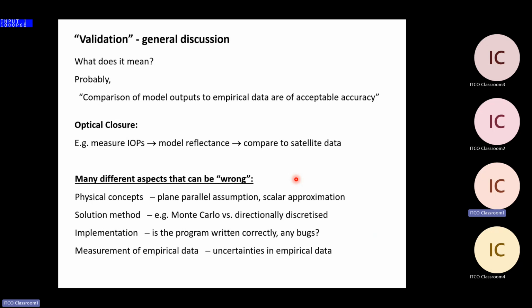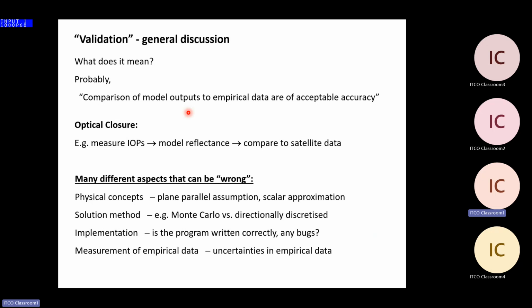Well, I always say it probably means something like the comparison of model outputs to empirical data are of acceptable accuracy, whatever acceptable accuracy means. But an important exercise that we go through in our field often, you don't necessarily see it in other fields, I don't think so much, is this idea of optical closure. With optical closure, an example would be that you measure your inherent optical properties, and at the same time you measure radiometric quantities, and then maybe you derive radiometric properties from that, AOPs.